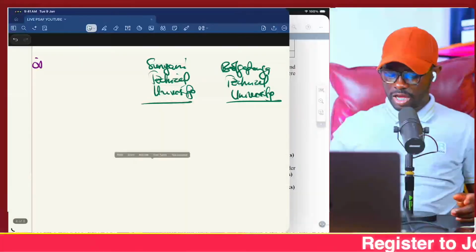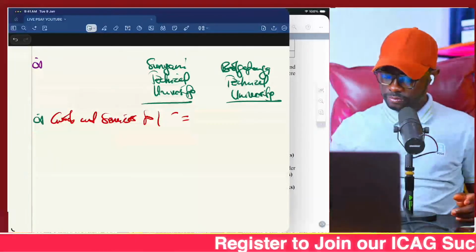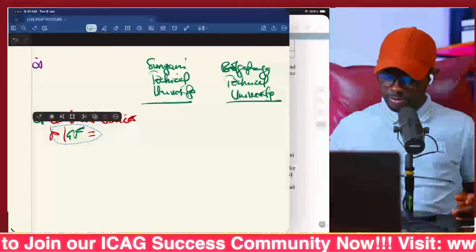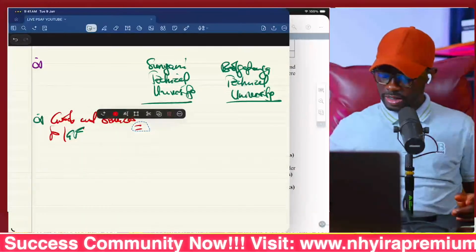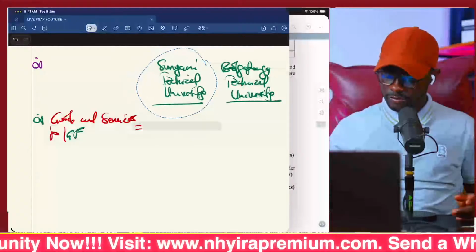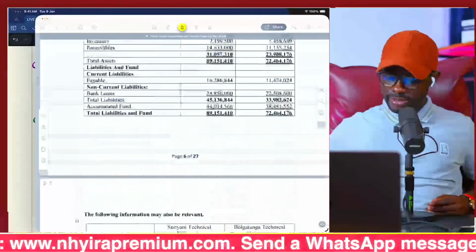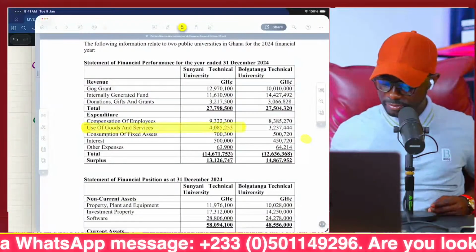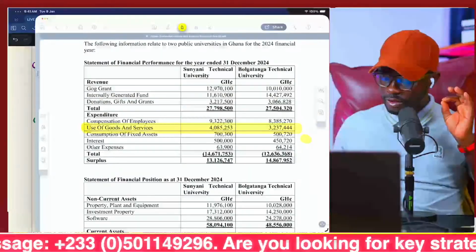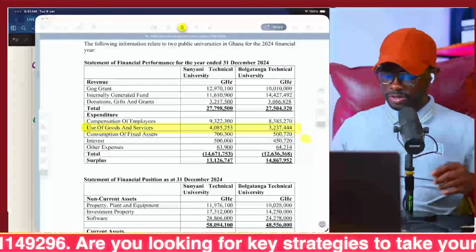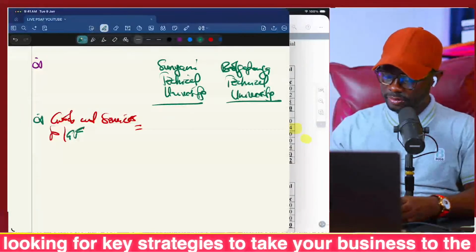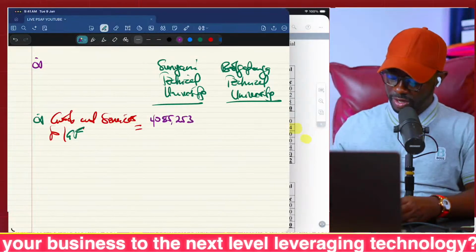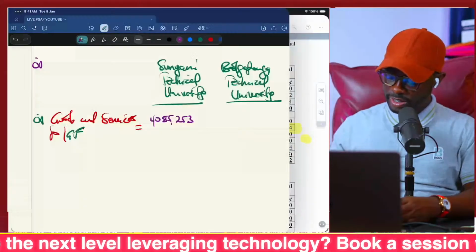So we go to our calculation flow here. As I mentioned, you got to be careful about the way you write to ensure that you meet the objective of professional presentation. So goods and services, we go to the statement of financial performance, and you can see goods and services here. Quite an interesting figure. 4,085,253 against 3,237,444.